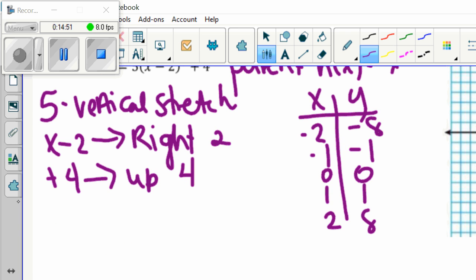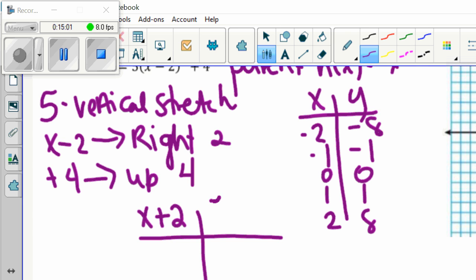So I want to make my new XY table. This time I have to change my x's, and remember it always comes out opposite, so it said x minus 2, so I put x plus 2. It's going to be 5y plus 4. So I start with my x values of my parent, and I add 2 to all of them. So negative 2 plus 2 gets me 0. Negative 1 plus 2 is 1, 2, 3, and 4.